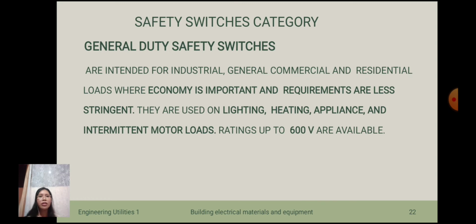And the general duty safety switches are intended for industrial, general, commercial, and residential loads where economy is important and requirements are less stringent, so hindi masyadong precise yung requirements na need dito. And they are used in lighting, heating, appliance, and intermittent motor loads. Ratings up to 600 volts are available.